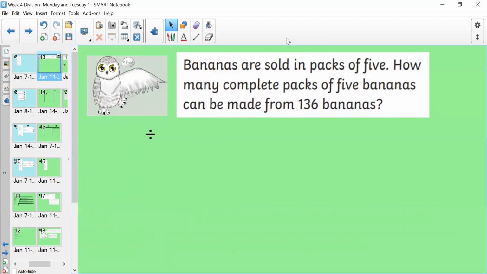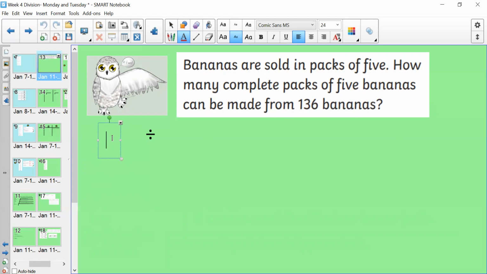Okay, well done. So let's go through that one together. So we know that we've got 136 bananas in total, which means that's our whole number. So it's going to go in front of the division sign. Then we're going to divide it by 5 because we want to know how many of these bananas, 136, can be put into packs of 5.